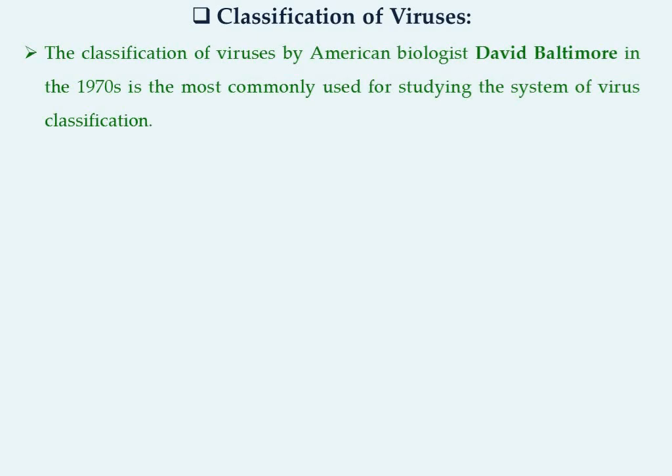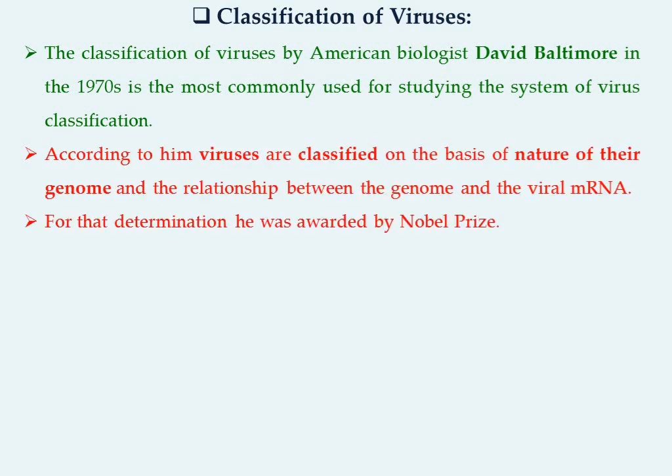The classification of viruses by American biologist David Baltimore in the 1970s is the most commonly used system of virus classification. According to him, viruses are classified on the basis of the nature of their genome and the relationship between the genome and the viral mRNA. For that determination, he was awarded the Nobel Prize.